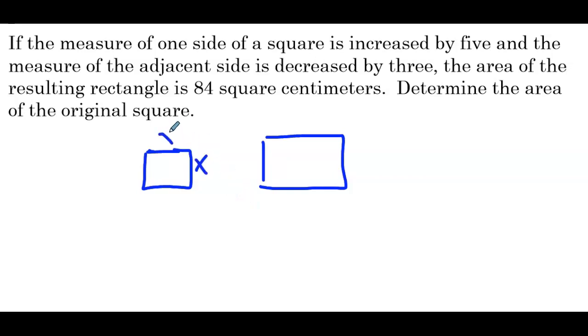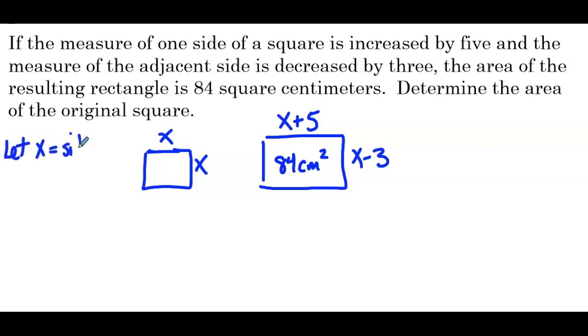Okay, so in the square, all sides are the same, so we'll call those sides x. And it says one side of the square is increased by 5. Okay, so we'll increase this side by 5. And the adjacent side, which is right here, adjacent, is decreased by 3. So that would mean x minus 3. And we know the area of this rectangle is 84 centimeters squared. Okay, so we'll let x equal the side of the square.